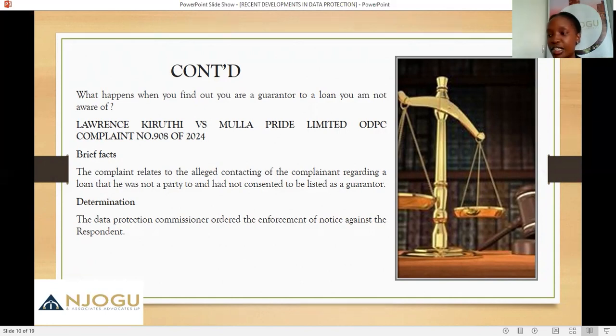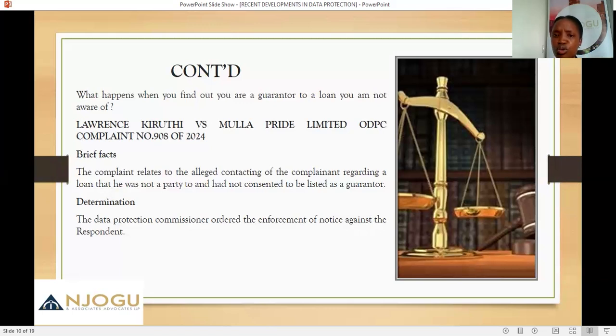So the ODPC went ahead and found grounds through Section 26 of the Act, which talks about the rights of data subjects. They are able to say the data subject ought to be informed when your data is being used in something you do not know about, because it's your personal data. So what did they determine? The Data Protection Commissioner ordered the enforcement of a notice against the respondent to stop and erase the data of the complainant from their database within 14 days after the judgment.